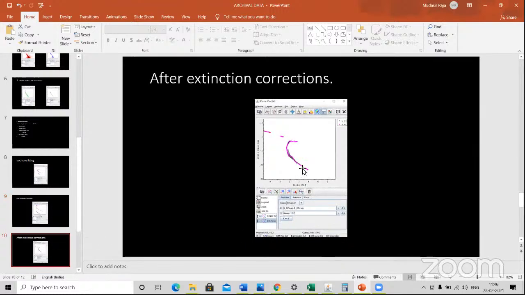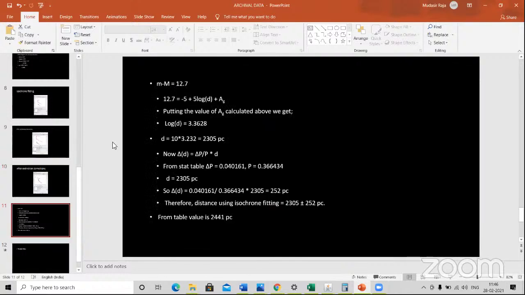After that, we got this. Since isochrones are usually done using absolute magnitudes, if you see here, it is G max plus 12.7. So 12.7 is basically the distance modulus, including the AG factor. We know the formula, which is written in the next slide: m minus M, that is the apparent magnitude minus the absolute magnitude, is known as the distance modulus. This is 12.7. The formula is m minus M equals minus 5 plus 5 log D plus AG, so 12.7 equals minus 5 plus 5 log D plus AG.